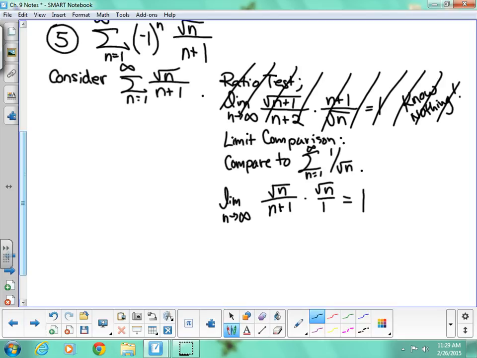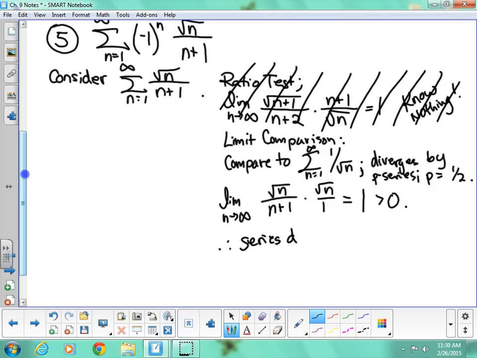What do I compare to? 1 over root n, which is greater than 0. This one, 1 over n to the 1/2, diverges by p-series, since p equals 1/2. Good, Youngji, so yeah, diverges. Since the limit is greater than 0, I can say the series diverges. But what was I talking about all this time? I was talking about absolute value, right? So then it diverges. Okay, Melissa, what do I have to check on next?